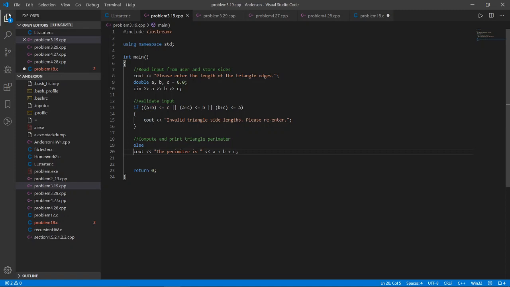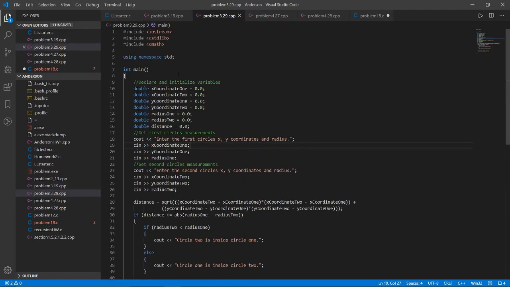So if any of those cases, we have our or operating here, if any of those cases happen, then it will cout invalid triangle side lengths. Please re-enter. Else, everything is okay, so we cout the perimeter is, and it's simply A plus B plus C. So that is it for that first problem.